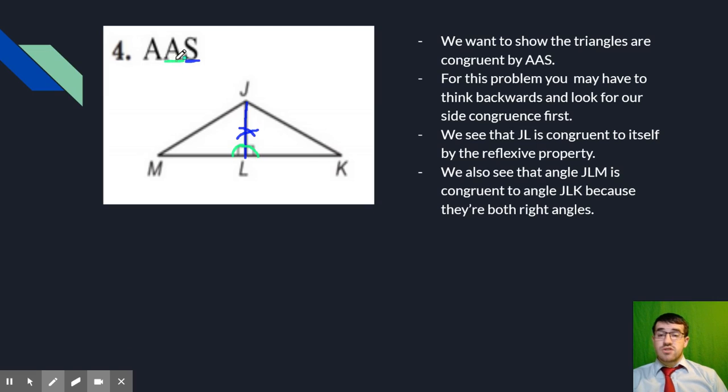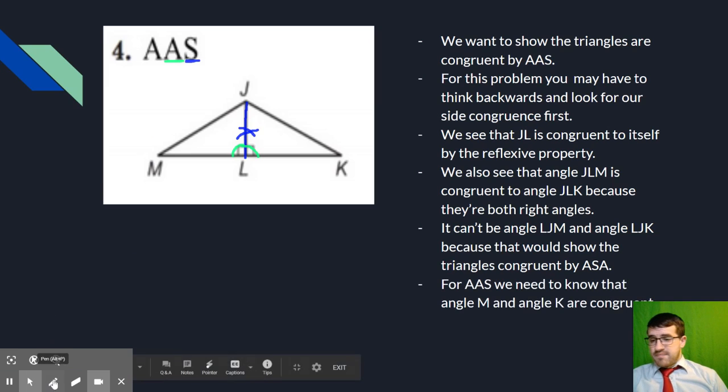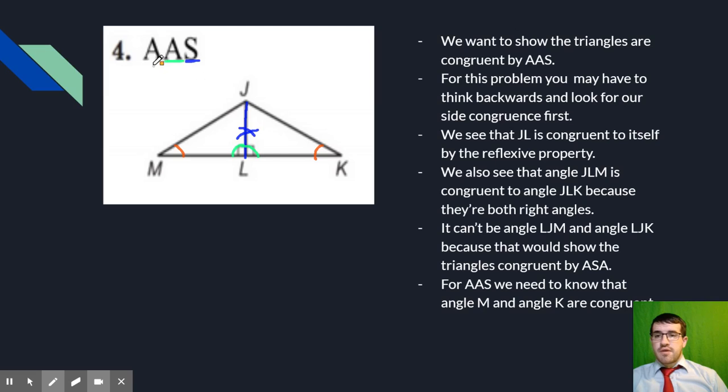Now, it's important to note that this is our second angle because we can't have angle LJM congruent to angle LJK, because that would then give us angle, side, angle. And we want to show it by angle, angle, side, meaning the last angles that we need are angle M and angle K to be congruent. Because when you read this like that, you will get angle, angle, side, and angle, angle, side. And that is it for this one.